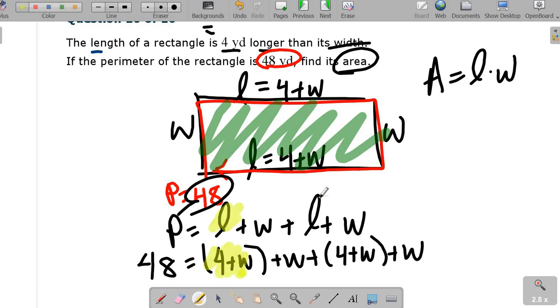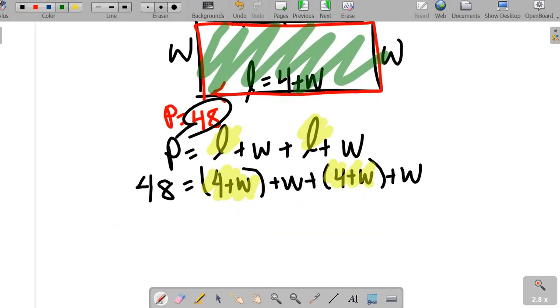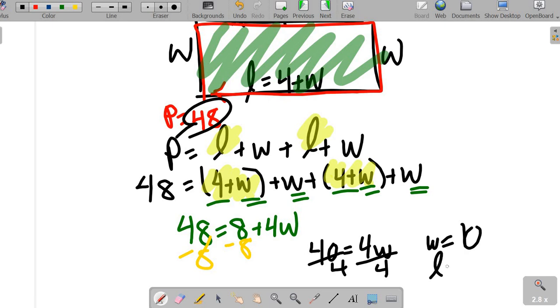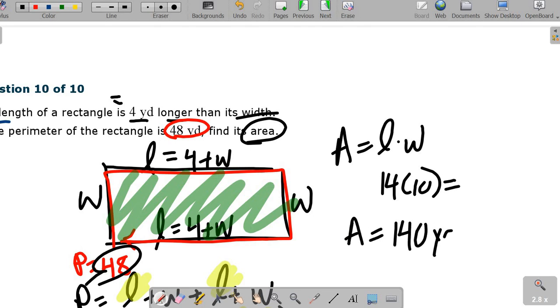So we plug in that for length, collect like terms. We have found our W is going to be 10. Which means our length is 14. Come up here, length times width, that's 14 times 10. Area equals 140 yards squared.